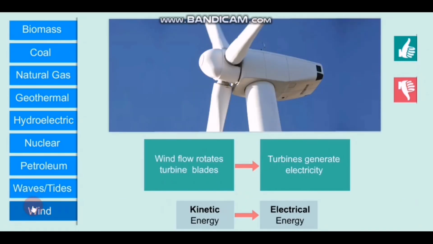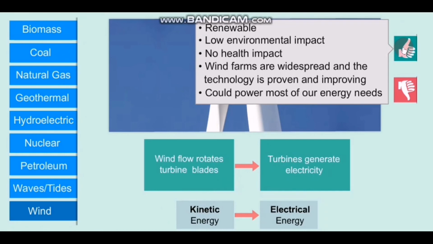And the last type of power plant is wind power plant. Okay, the wind that flows rotates the turbine blade which generates electricity. So the conversion of energy: kinetic energy converted into electrical energy. Advantages of wind power plant: it is a renewable energy, low impact to the environment, plus no impact on health.